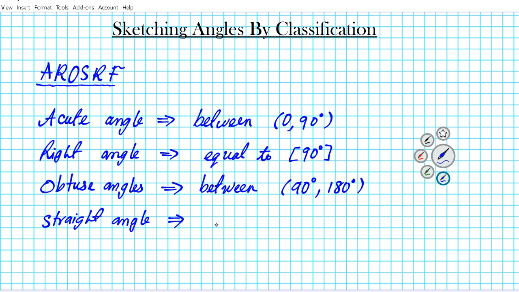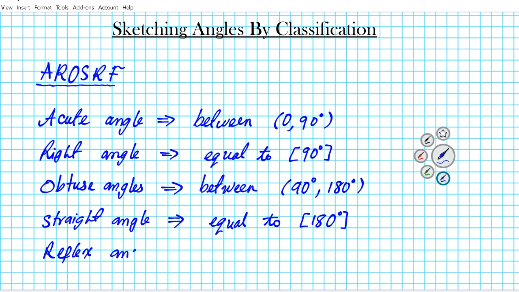Okay, a straight angle is an angle that is equal to 180 degrees. When it's graphed, it basically forms a straight line. That's why it's called a straight angle. All right, so that's the S in ArrowSurf. And then the R, there are 2 R's. First one is right angle. The second one is reflex angle.